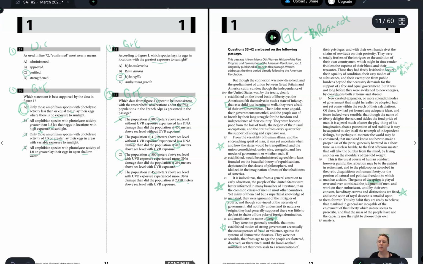The game of deception is played over and over to mislead the judgment of men and work on their enthusiasm until by their own consent crowns and distinctions are fixed, and some scion of royal descent is entailed upon them forever. Thus, by habit, they are ready to believe that mankind in general are capable of the enjoyment of that liberty or freedom which nature seems to prescribe, and that the mass of the people have not the capacity nor the right to choose their own masters.